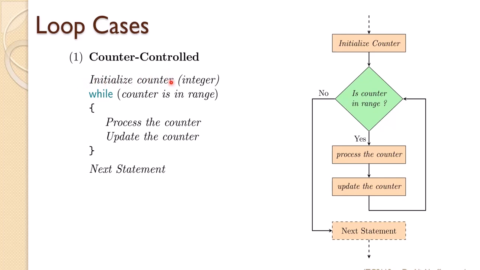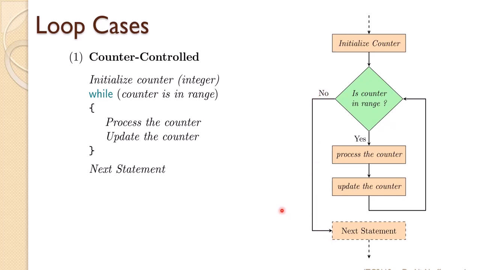So you initialize the counter. In fact, the counter is an integer. You first initialize the counter, and then we check whether the counter is within a range. If it is within the range, then we process the counter. We do something with the counter, and don't forget to update the counter. If you don't update it, you will have an infinite loop. Then you go back to the beginning of the loop and test the counter again. If it is false, we go outside.